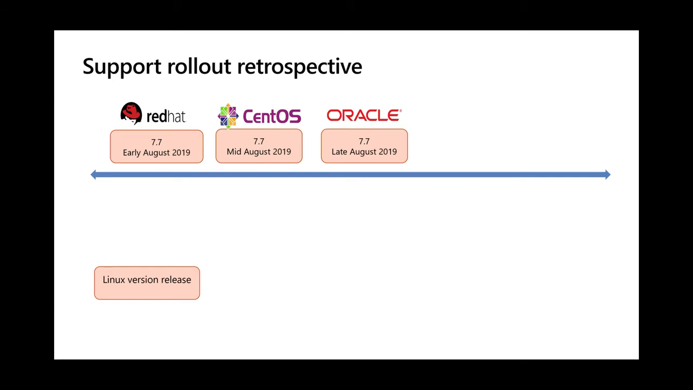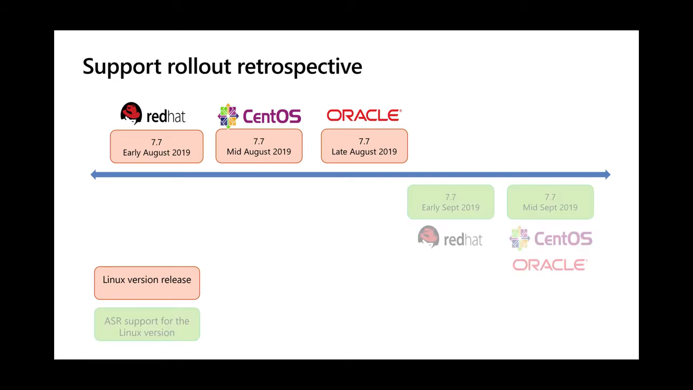This is just a support rollout perspective of what we've seen over the last quarter, I would say. We had quite a few releases with all our major distribution partners. Red Hat, CentOS, and Oracle all came out with kernel 7.7. Red Hat went first in early August, then CentOS followed in mid-August, and then Oracle came out with its 7.7 version in late August 2019.